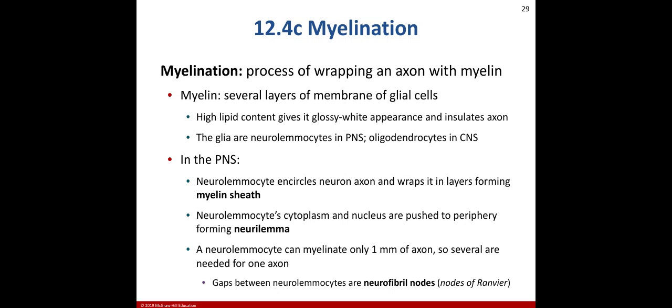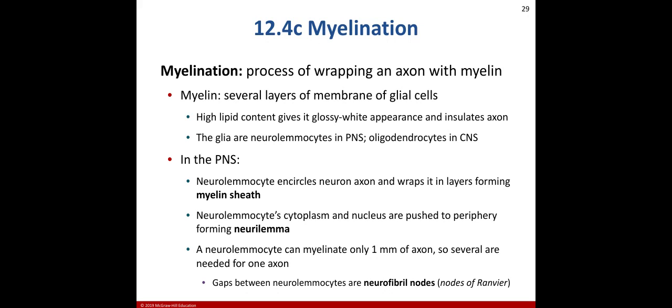Okay, myelination. I've said myelin a whole bunch, but what is that? So myelination is just wrapping the axon with myelin. And that's going to be, again, for insulation and quickly sending that signal down the neuron. So myelin is several layers of glial cells wrapped around.